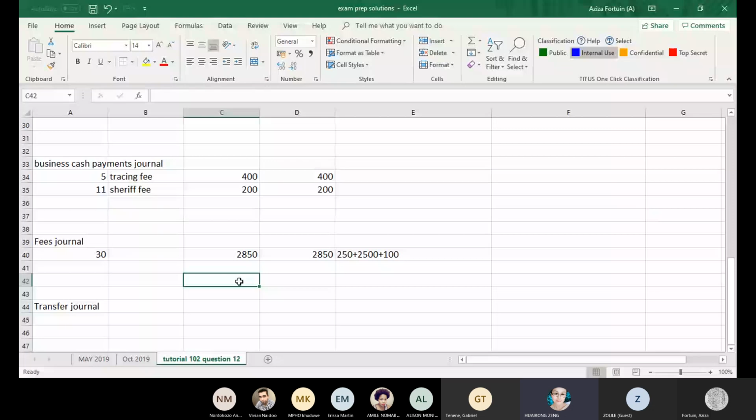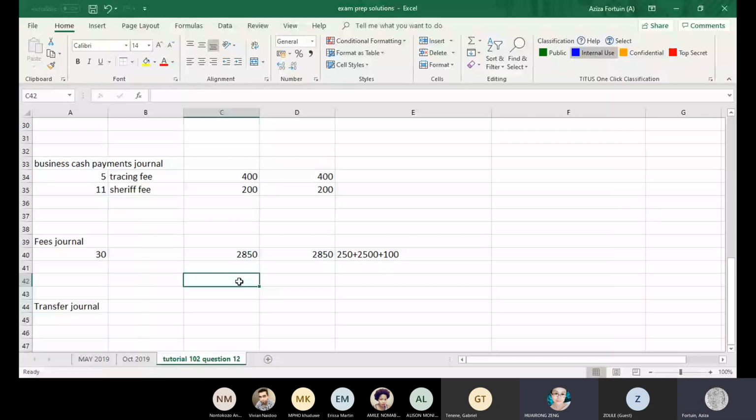$27,500, Asisa. 27,500 Rand in the transfer journal. Yes, because my calculation is the total collection that is 30,000, and the 1/3 share fee that is 950. So this money in that total is 30,950.